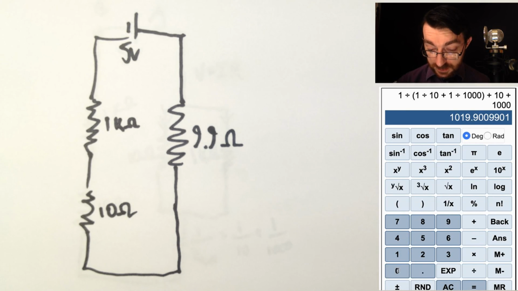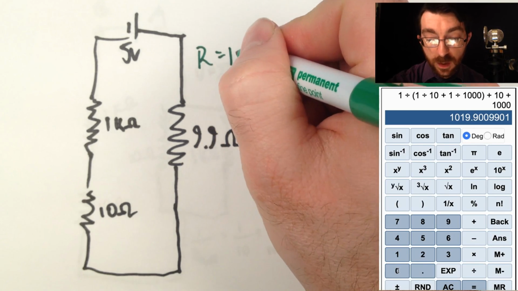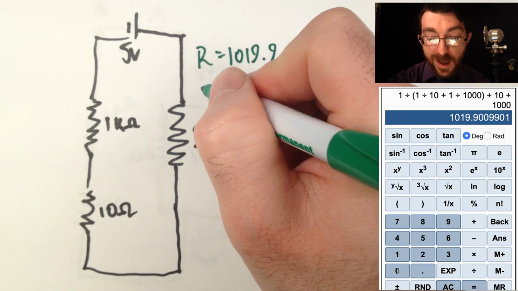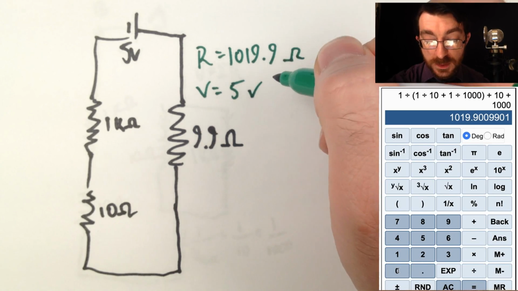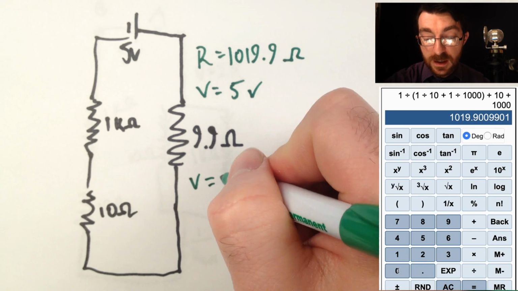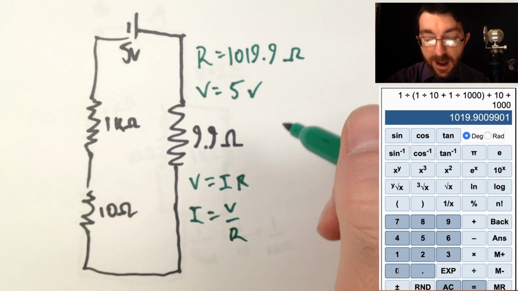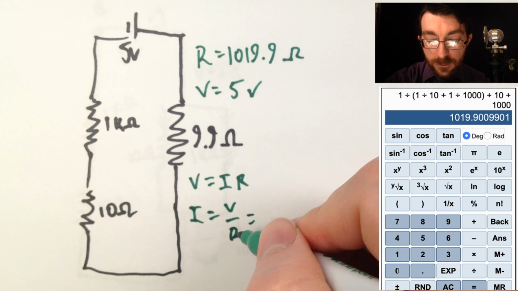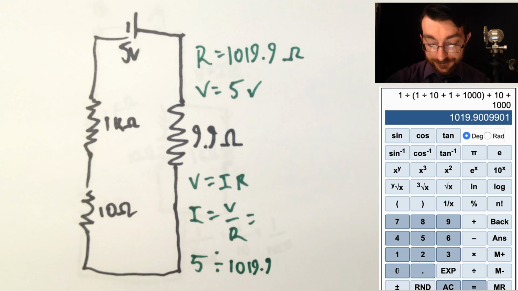So we've got 1019.9 is the equivalent resistance. We can go ahead and find the current through the circuit now. So if the entire resistance is 1019.9 and our voltage is 5, sorry, that would be ohms, that would be volts, we can actually find the current now, because if V equals IR, then I equals V over R, and that would be 5 divided by 1019.9. So let's go ahead and do that.